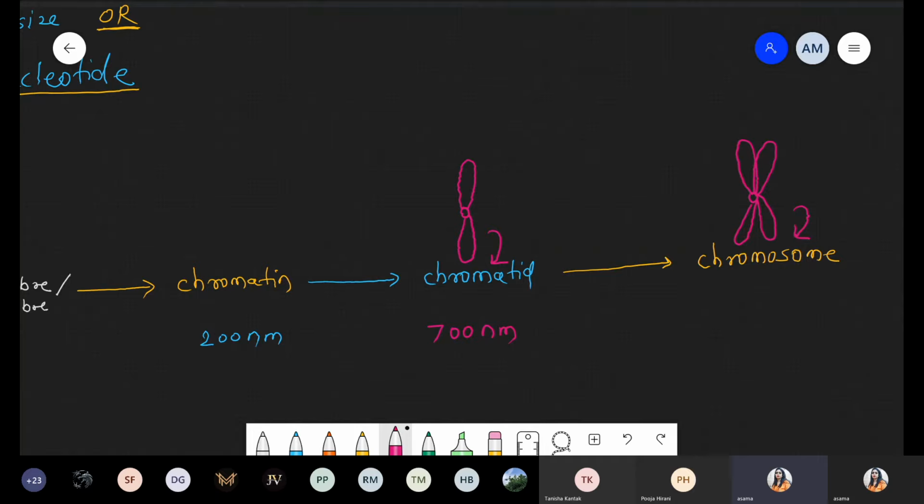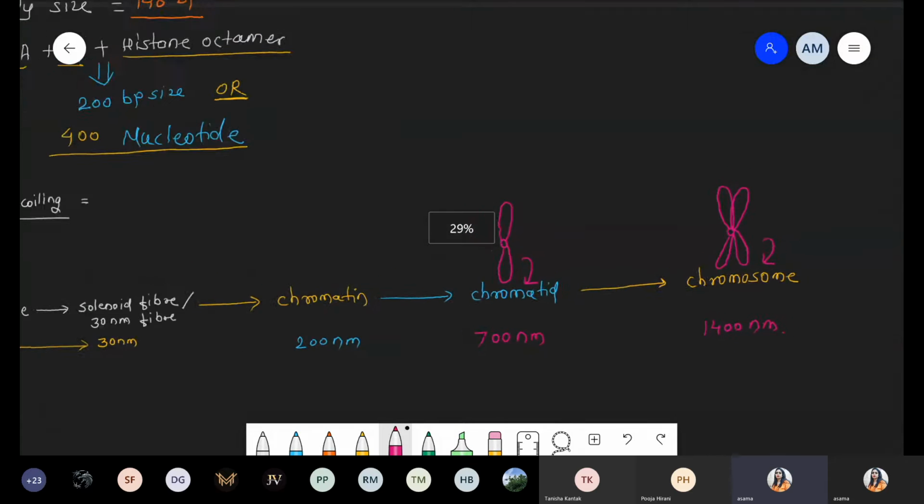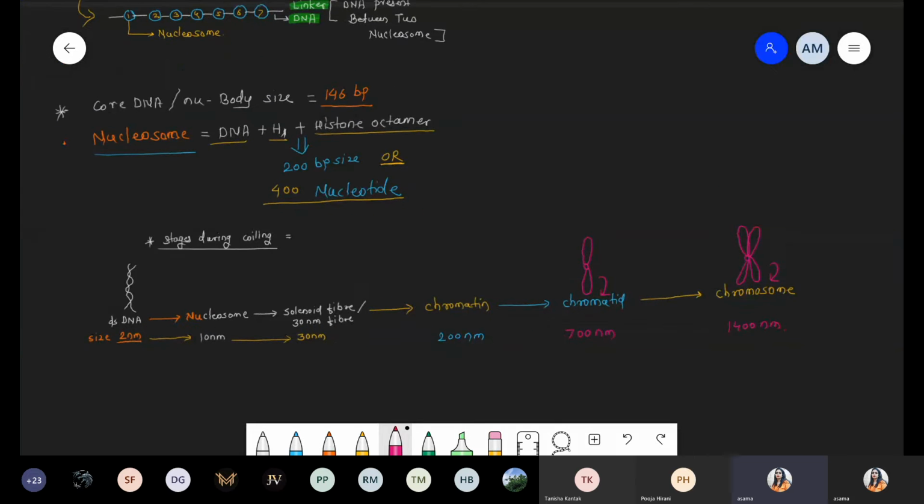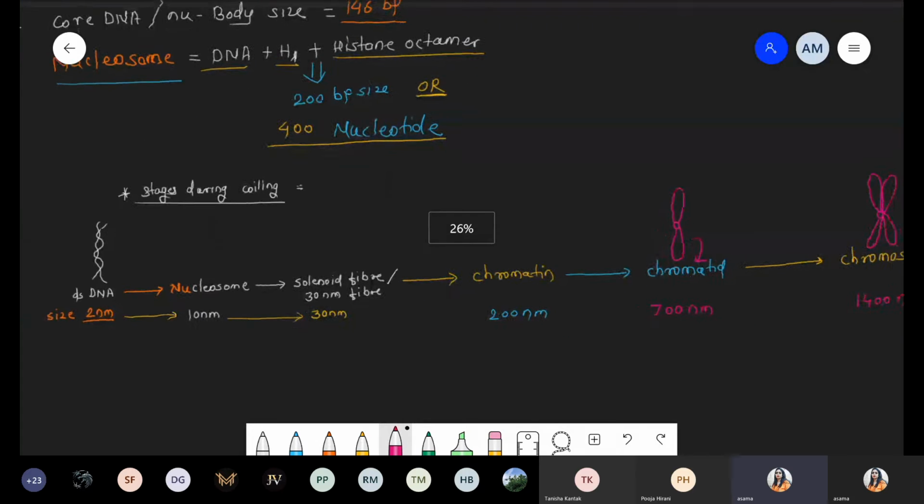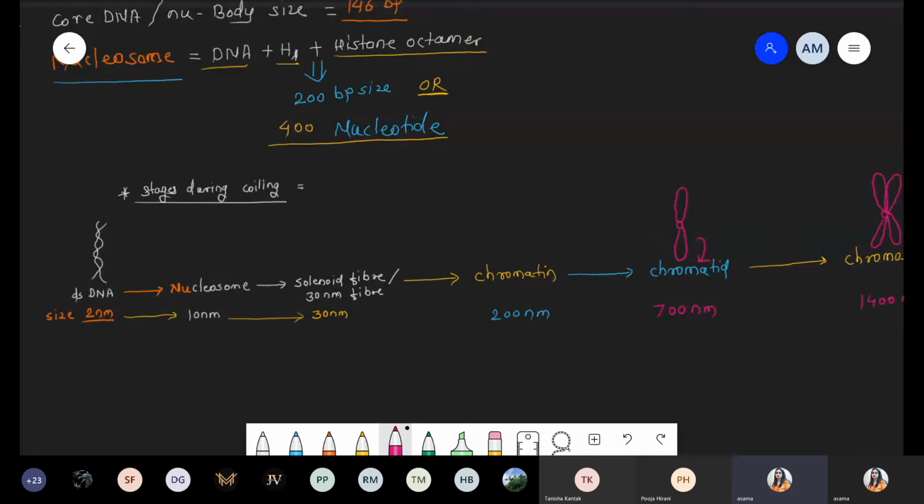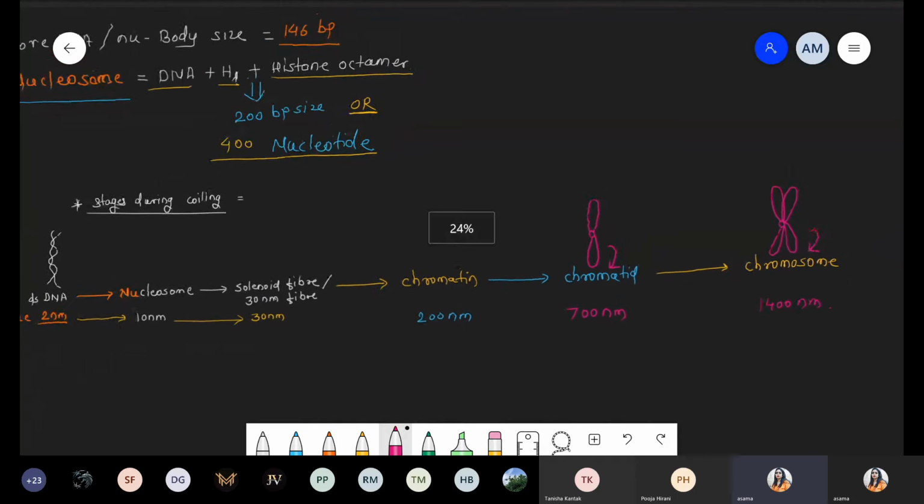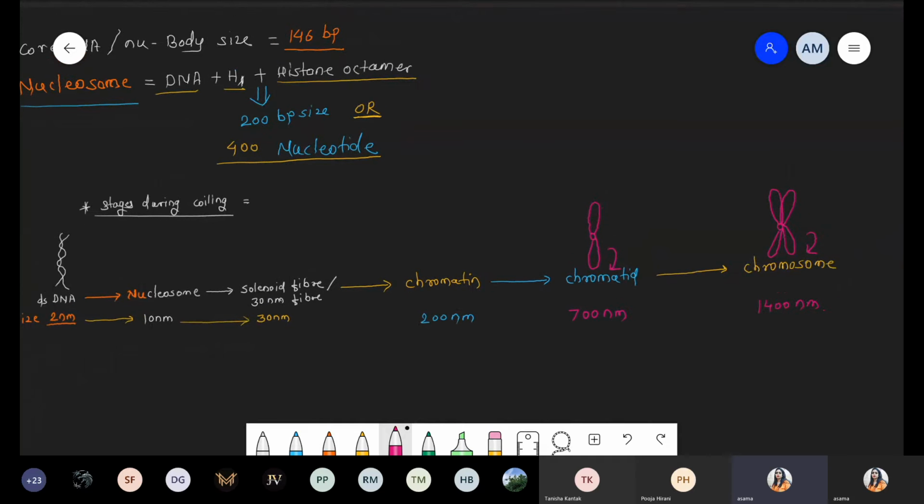The diameter of the chromosome increases and exactly doubles, so from 700 it becomes 1400 nanometer. Now quickly check the sizes with the sequence across these stages. Number 1, DNA is 2 nanometer, nucleosome 10 nanometer, solenoid fiber 30 nanometer, chromatin 200 nanometer, chromatid 700 nanometer, and the chromosome, the higher level of compaction, is 1400 nanometer.